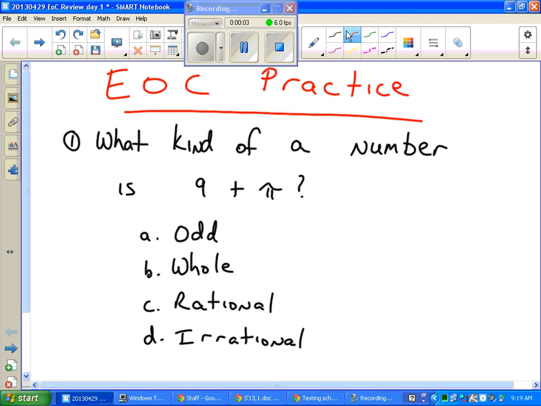This is day number 1 of our EOC practice, Monday, April the 29th. We'll start out with number 1. It says, what kind of a number is 9 plus pi?